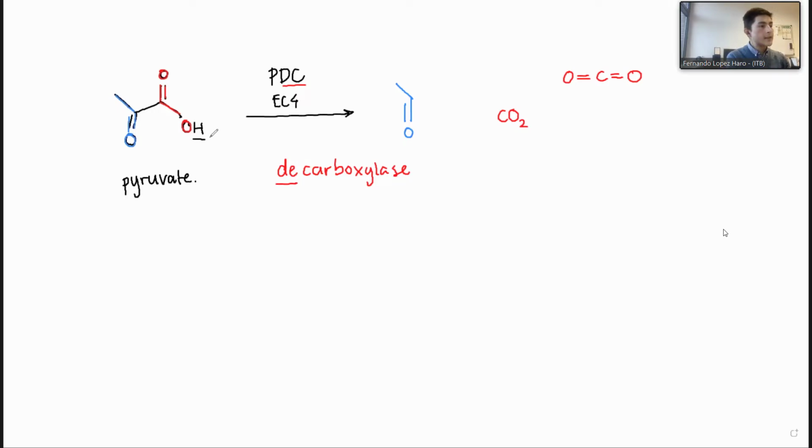And where does this H go? It is right here. It detaches when the carbon dioxide is removed from the molecule, and it reattaches to the missing bond right there. So there we go. This is what we would create. And this molecule is called acetaldehyde. And we create also carbon dioxide.